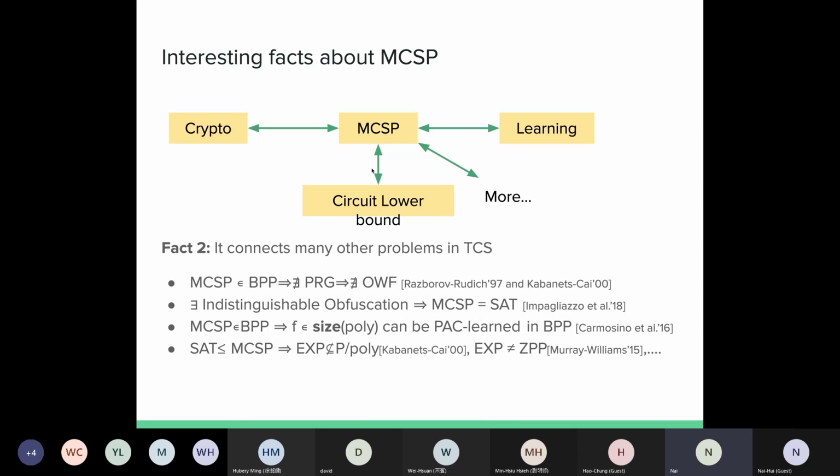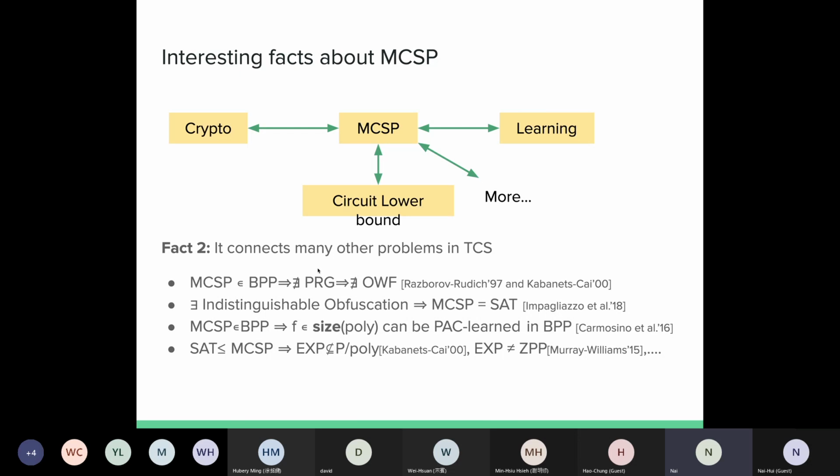As I said, this problem connects many other problems in TCS. If you can prove its hardness, then you can show some interesting things in crypto. And if you can prove its hardness, or show that this problem is easy, then you can have applications to proving circuit lower bounds. You can also have an equivalence relationship between learning algorithms and MCSP. Here, by learning algorithm I mean PAC learning. And of course, you can have more applications when proving the hardness of MCSP.